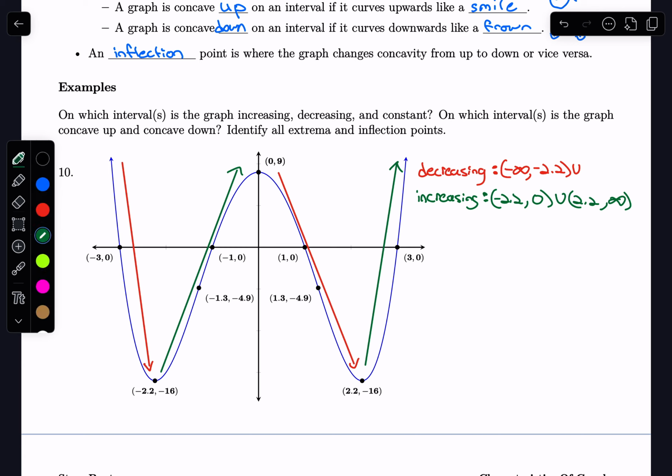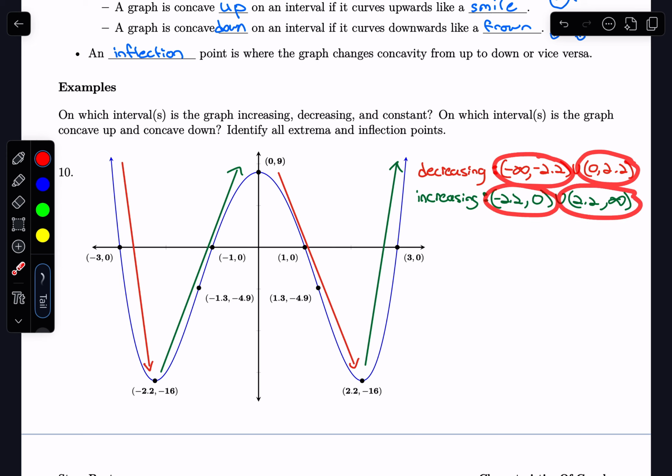All right, so a little correction over here. That second decreasing interval is actually this one in the middle of the graph, which is from 0 to 2.2. So we're just going to correct that from 0 to 2.2. Notice now that all four intervals are different. We have negative infinity to negative 2.2, negative 2.2 to 0, 0 to positive 2.2, and positive 2.2 to infinity. So if we put all four together, it makes up the entire graph except for the extrema.